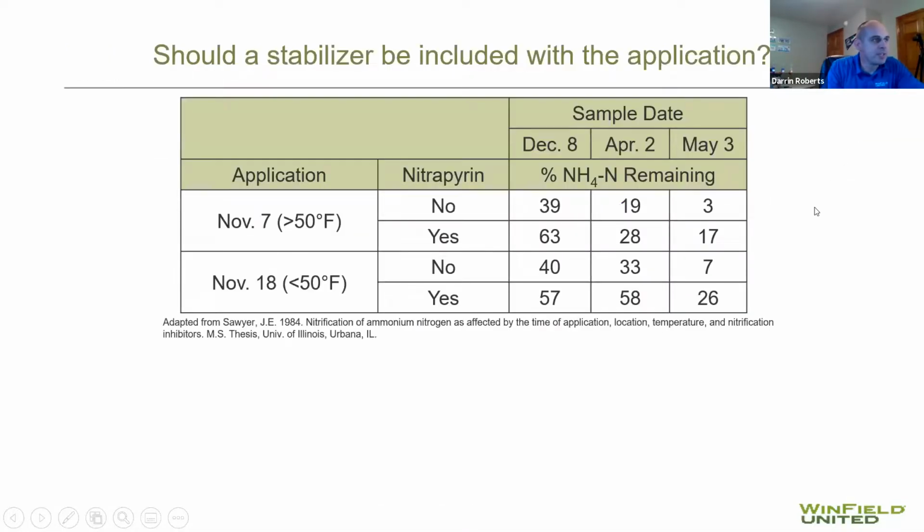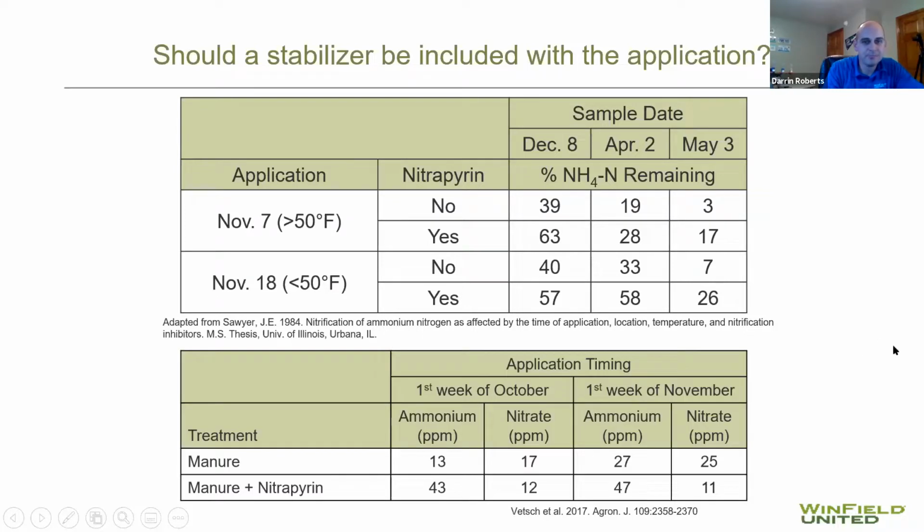So 50-degree soil temps, should a stabilizer be included with the application? Thought this was interesting. This is actually John Sawyer's data from his master's degree at University of Illinois. You can see from several years ago. He looked at early applications, late applications, based on the soil temperature, and then with and without a stabilizer. And in each case where he included a stabilizer, he saw increased amounts of available nitrogen the next season.